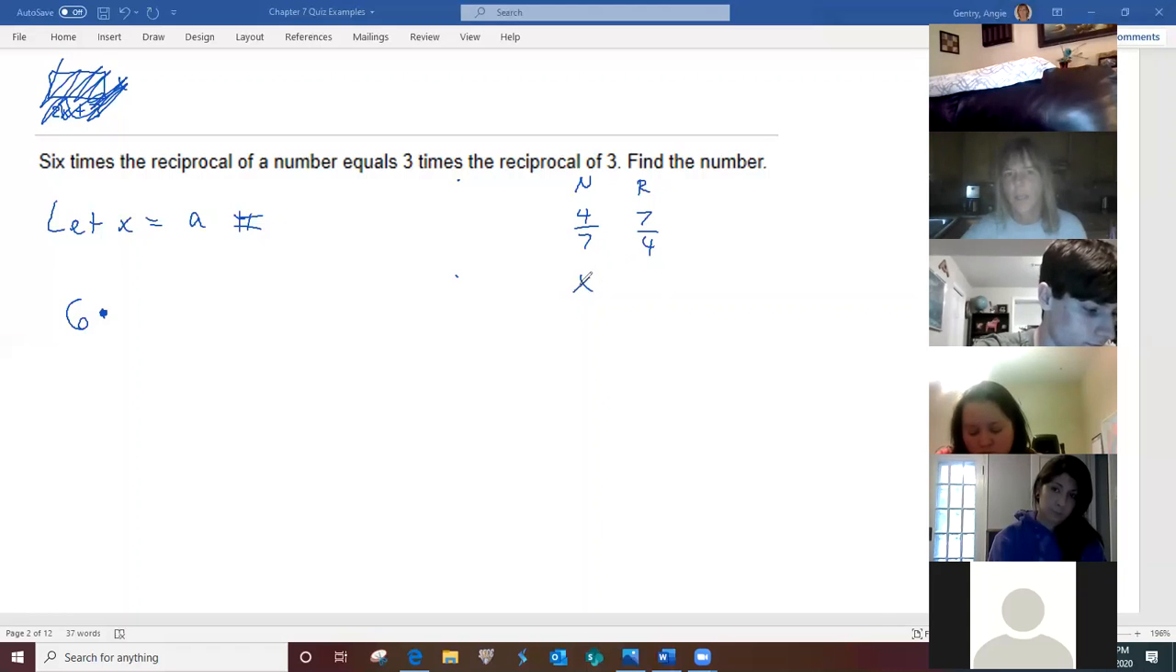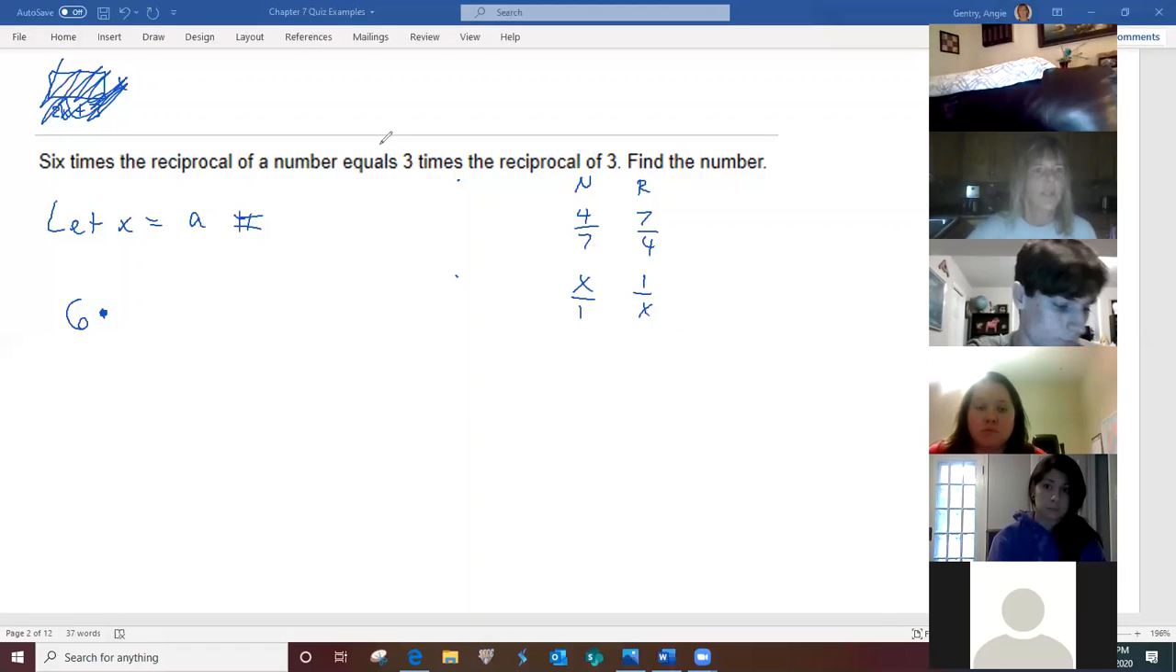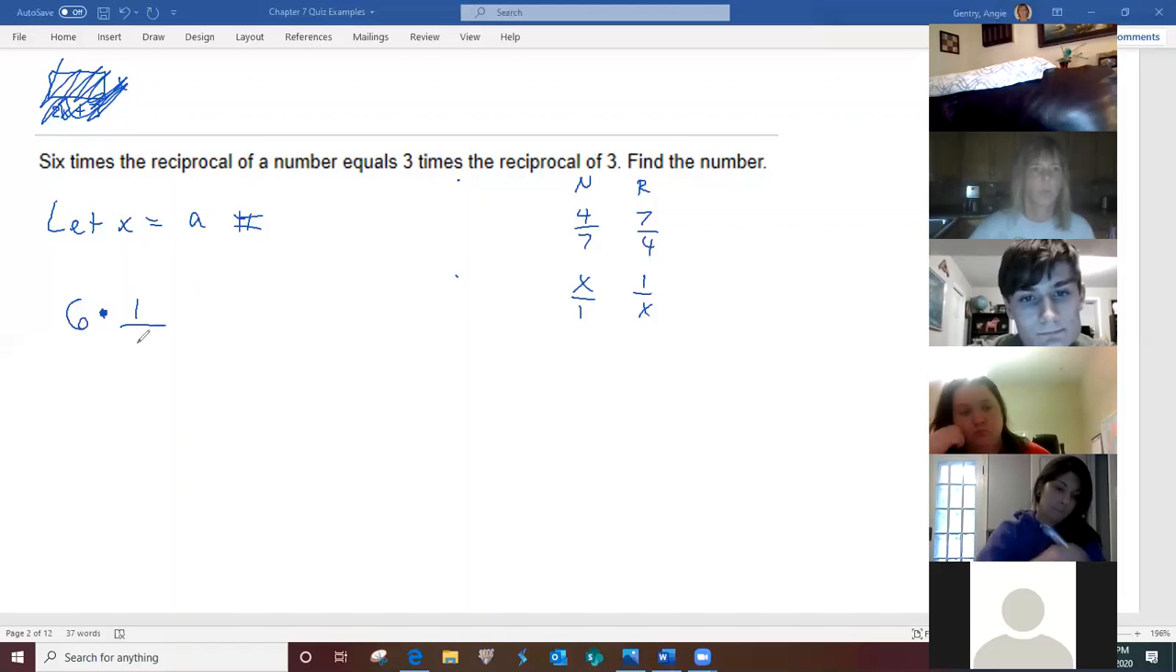I'm like, okay, x can be expressed as a fraction, yes? x over 1. Then what's the reciprocal? 1 over x. You see? So you let x be a number. 6 times the reciprocal of a number. Reciprocal of a number, yes? It's just translating.